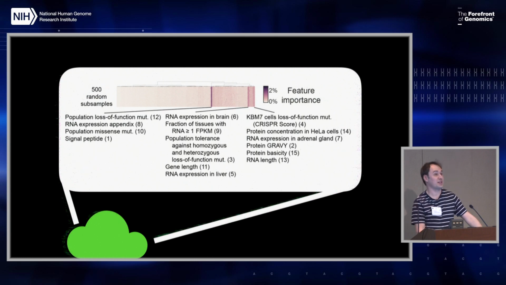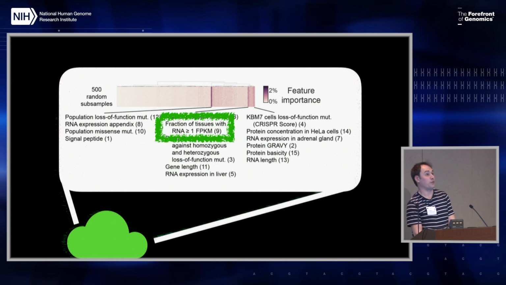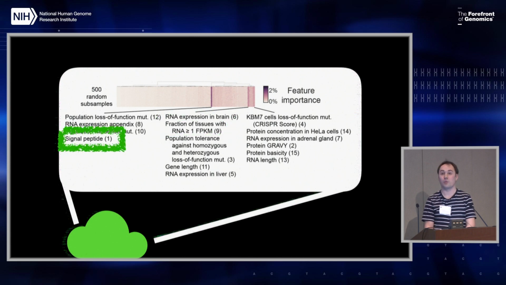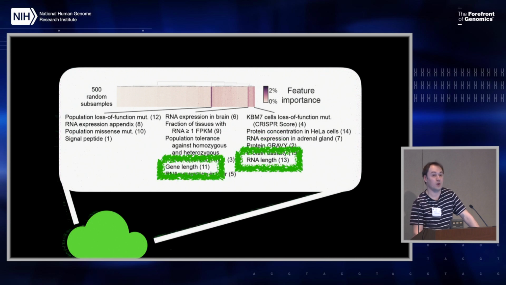Many of those characteristics are things that we might anticipate, such as the sensitivity to loss of function mutations, or the fraction of tissues in which a gene is active. There are also other properties, such as the presence of a signal peptide that mediates the transfer of proteins out of the cell, or protein gravy, which is a measure of the hydrophobicity of proteins, or the length of genes and transcript molecules. But the important thing about this is that this is a very generic list of biological characteristics, which is very small. And yet this very small set explains a lot of what we're actually doing.